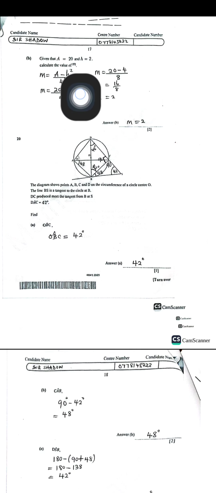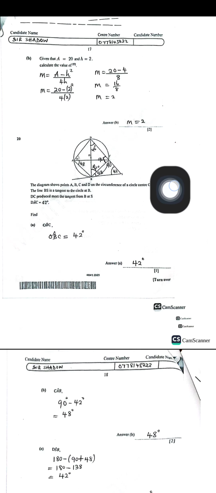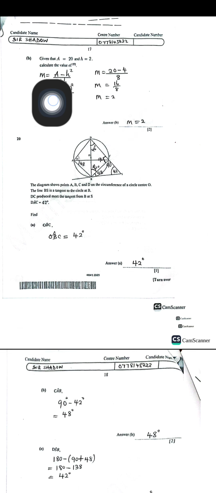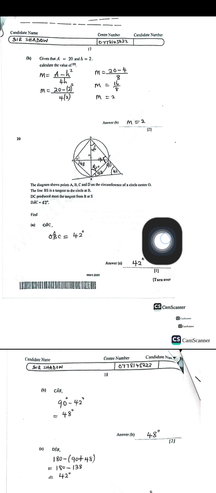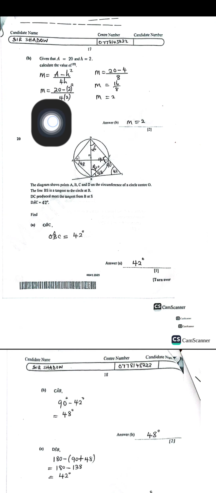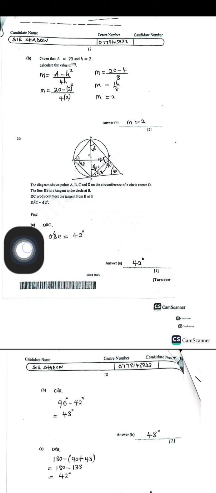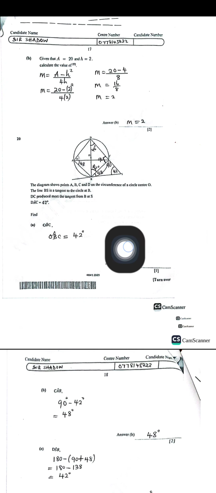Let's move to another question, question number 10, which is all about circle geometry. This is one of the difficult topics to many students. Many students usually say, don't teach me circle geometry, I don't want to attempt circle geometry. Why? Because it is difficult. Most learners say circle geometry is one of the difficult topics.